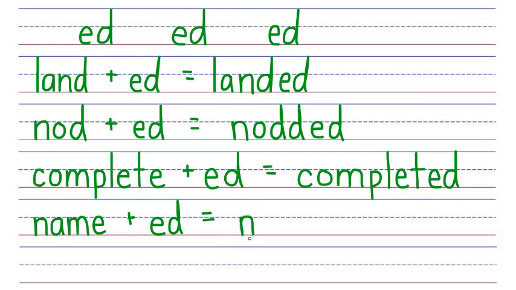So named is spelled with an N that says N, an A that says A, an M that says M, and our ed phonogram that says D. Notice when we add ed to a word ending in silent final E, we only write the E once.